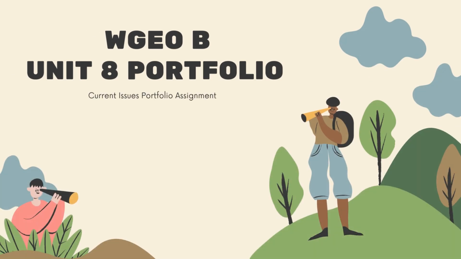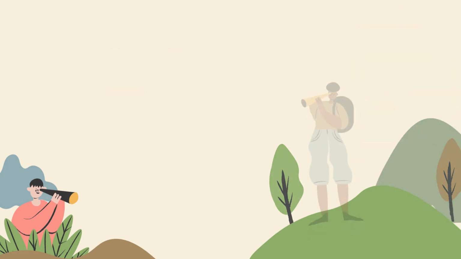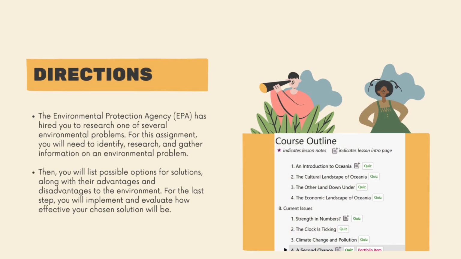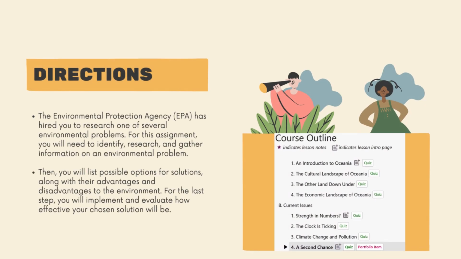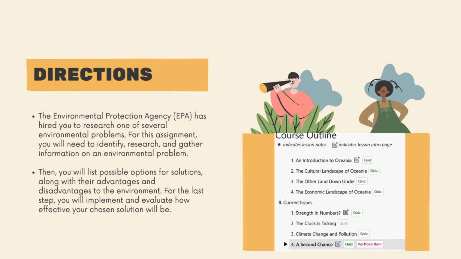Hi guys, this is the instructions for the Unit 8 portfolio for World Geography B. This is the last portfolio for this class. Note where this portfolio is located. It is in the last unit, Unit 8, and in the last lesson, Unit 8, Lesson 4. You will turn it in on the very last page of this lesson. So it's in the lesson entitled A Second Chance.